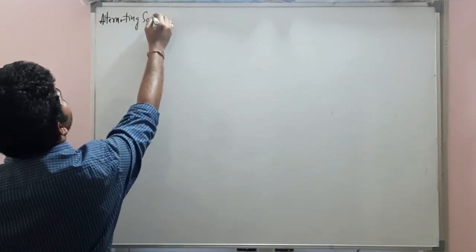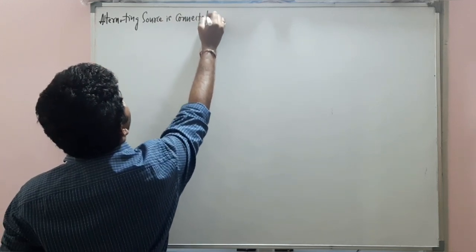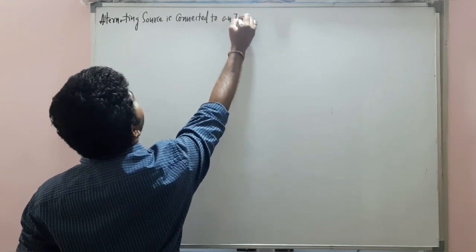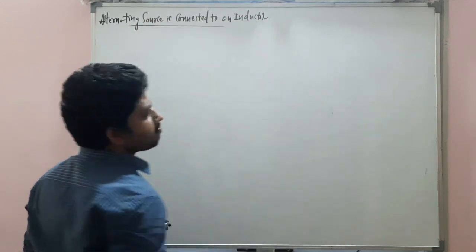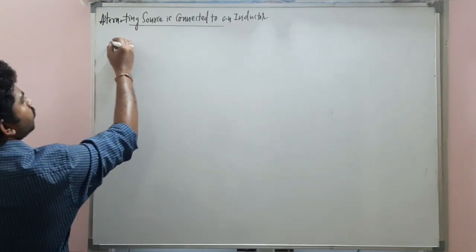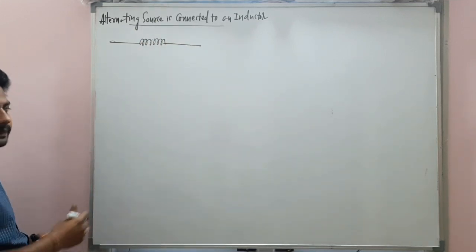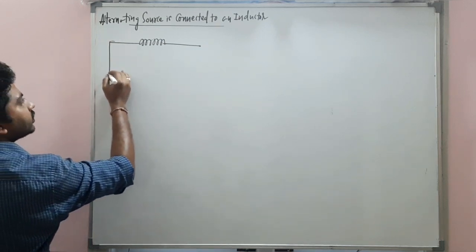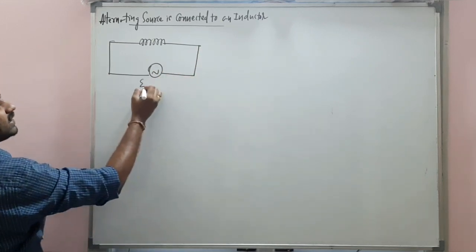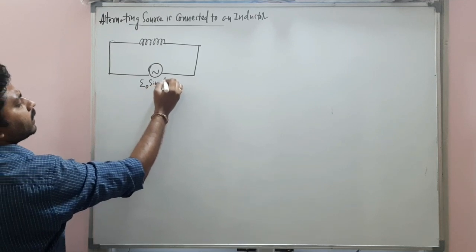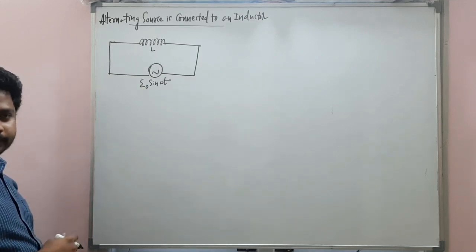When an alternating source is connected to an inductor, let's have a look at it. Imagine this is the inductor. You know what the inductor does. So an alternating source is connected to it, and you know this alternating source voltage is E naught sine omega t. The inductor will have an inductance L.